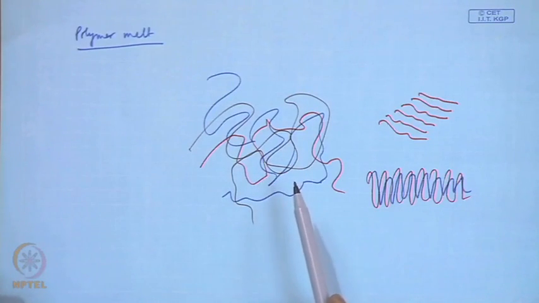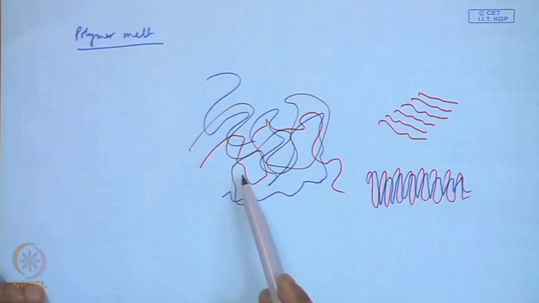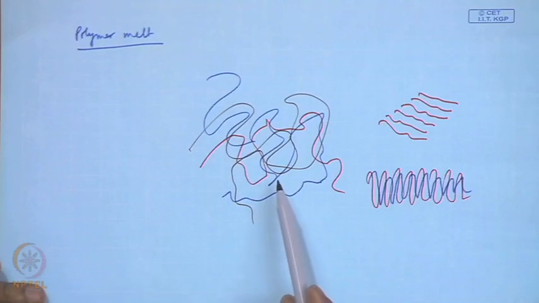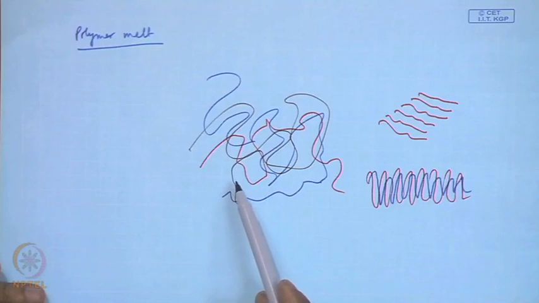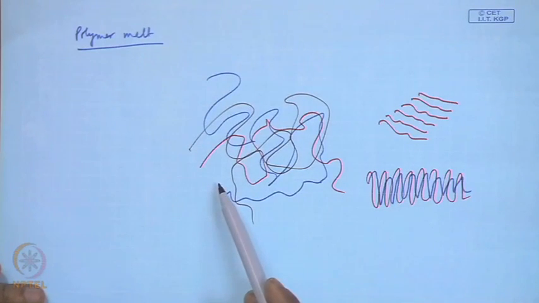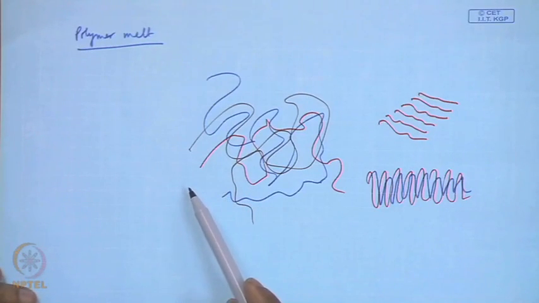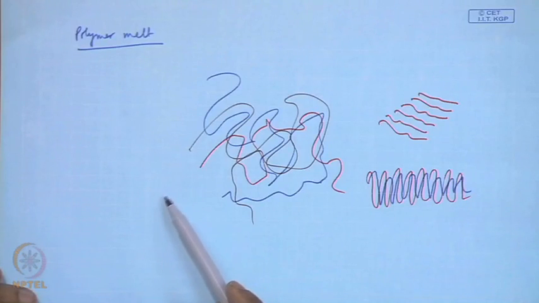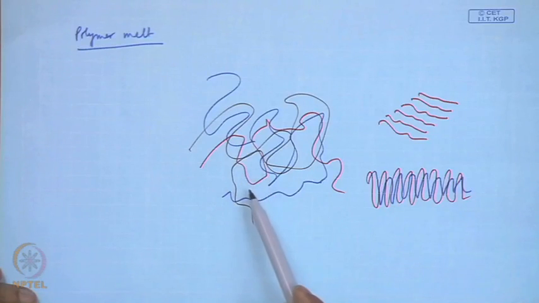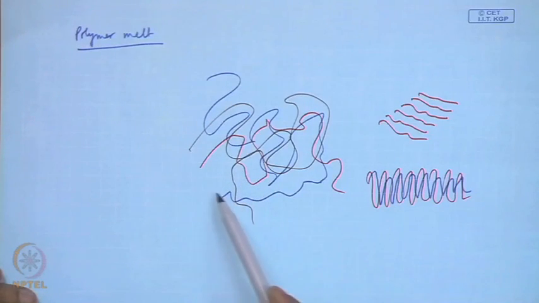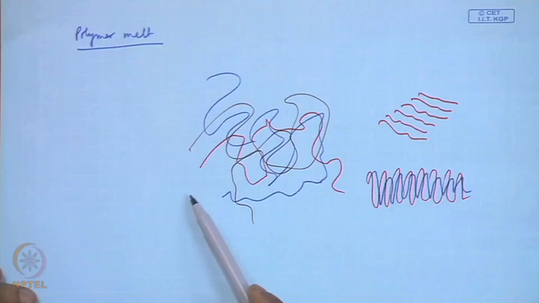So, if it does not crystallize at the melting point and you keep on decreasing the temperature, what will happen? The viscosity will further decrease, and at one point of time the mobility, the thermal energy of these polymer chains will not be sufficient to have any long range mobility of the polymer chain. So, the polymer chain will become like a glass.